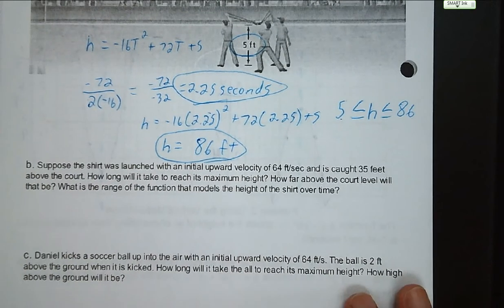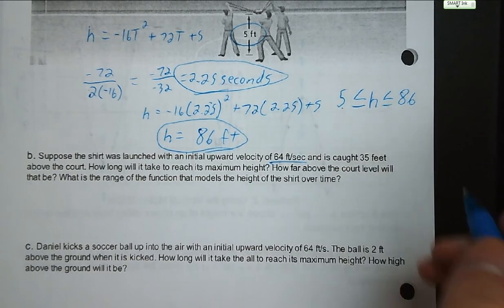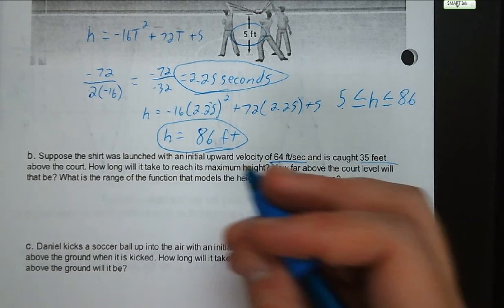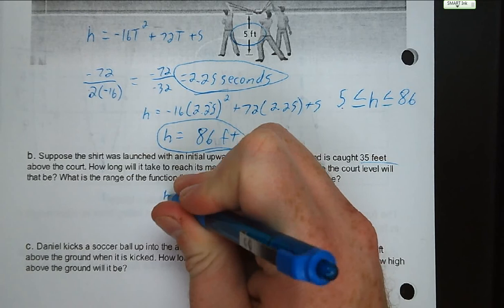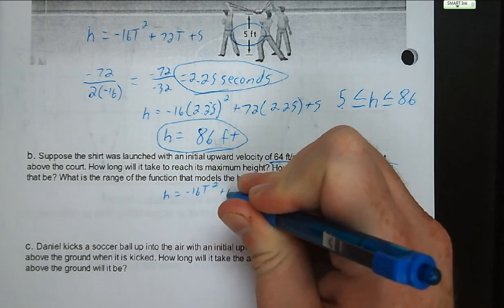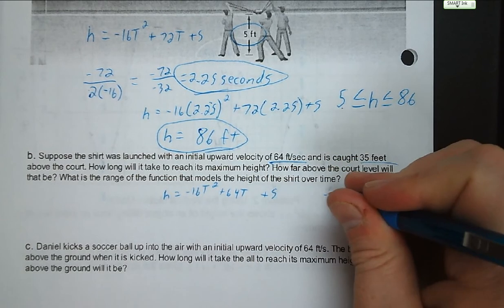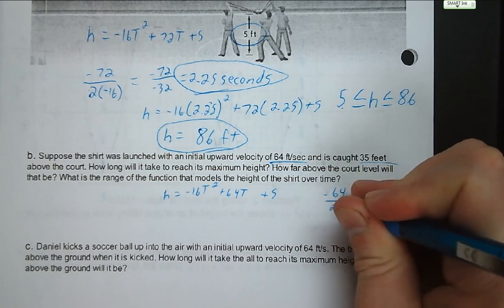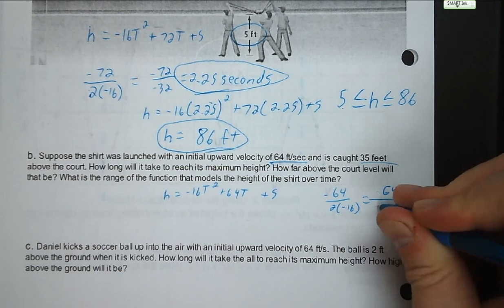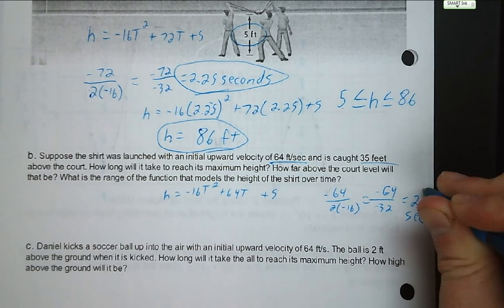Letter B, suppose the t-shirt was launched with an initial upward velocity of 64 feet per second and again was caught 35 feet off the ground. We want to know how long it is going to take in that case. So our equation, h equals negative 16t squared plus 64t plus 5. We need to find our vertex. We have the opposite of 64 over 2 times negative 16. So that's negative 64 over negative 32, which is equal to 2 seconds. So that's part of our answer.